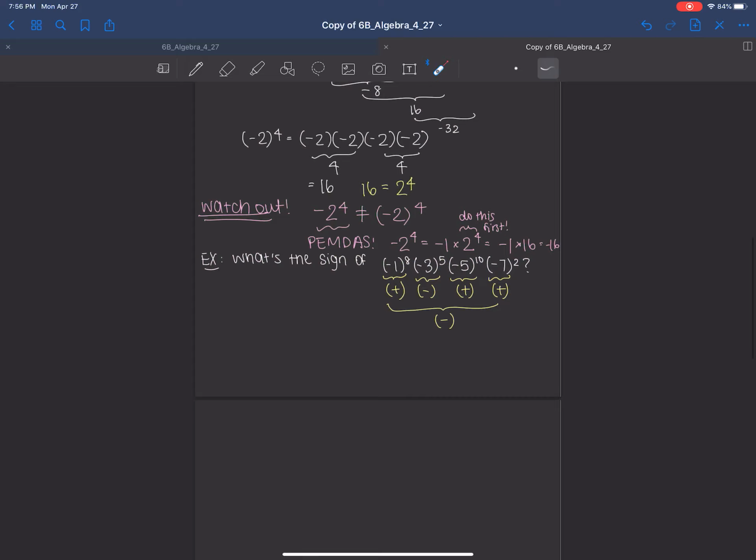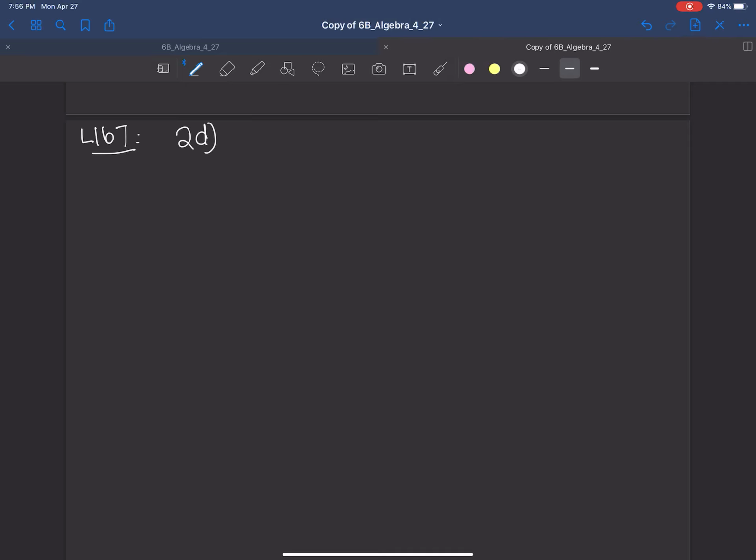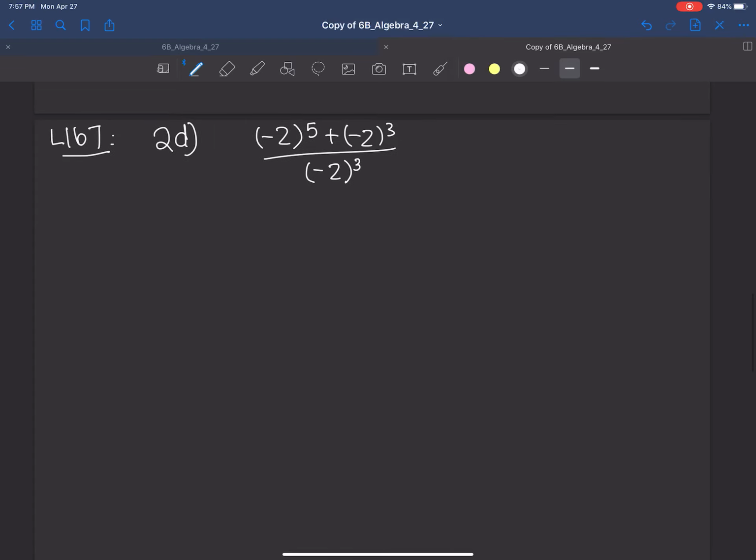Okay, next up I had everyone do one of the exercises from the book together because it's good practice also for the distributive property of division. So I wanted everyone to do lesson 167, exercise 2D. And 2D is asking us to simplify minus 2 to the 5th plus minus 2 cubed, all divided by minus 2 cubed. Okay, so now is a good time if you want to try it on your own to pause the video.